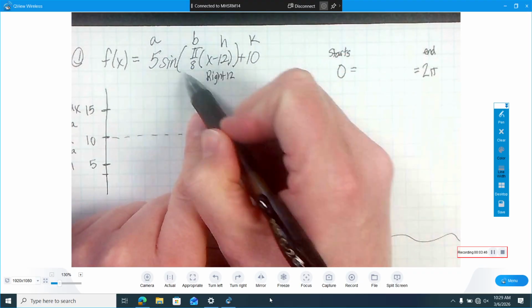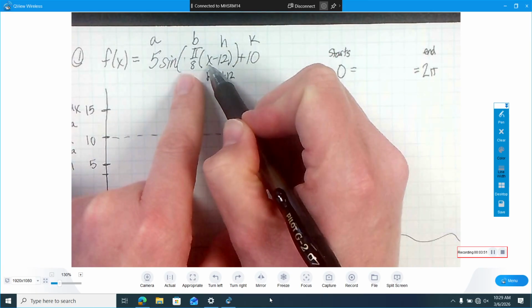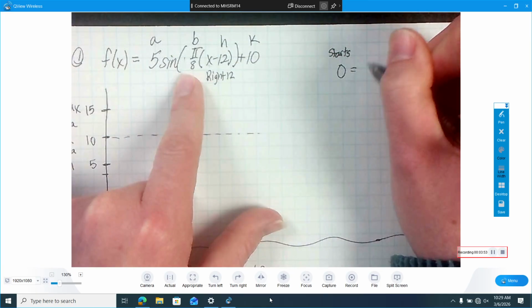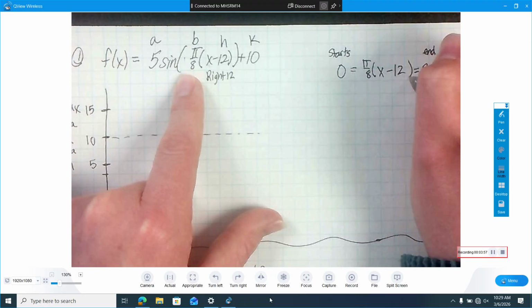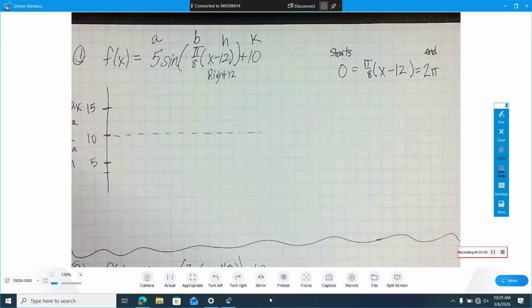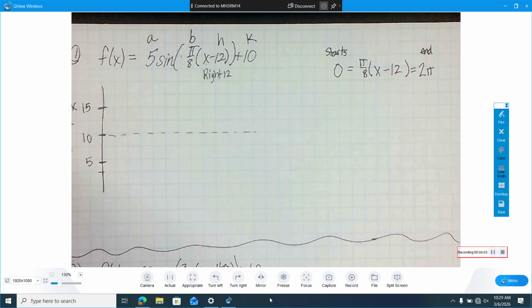All of these things that are inside that sine function, working on the x, go in the middle. So pi over 8 times the quantity x minus 12, I'm going to put that in the middle. This is a compound equation. You guys have solved compound inequalities before. This is a compound equation, okay?